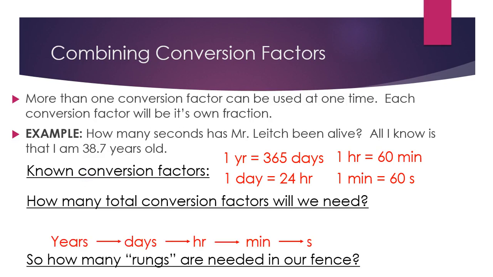Now, to determine how many I'm going to need, let's think about it in advance and think about how many different conversions we're going to make. Well, we're first going to convert years into days using this conversion factor up here. Then we will convert days into hours using this conversion factor here. Then we will convert hours into minutes using this conversion factor. And finally, minutes into seconds. So if we're going to be using 4 different conversion factors, then we're going to be multiplying by 4 different fractions. That means we're going to need 4 rungs in our fence.